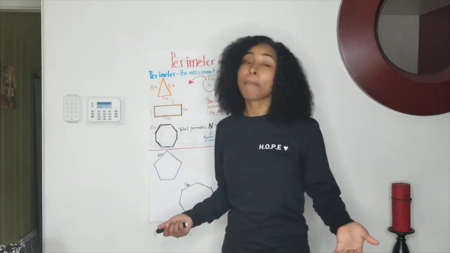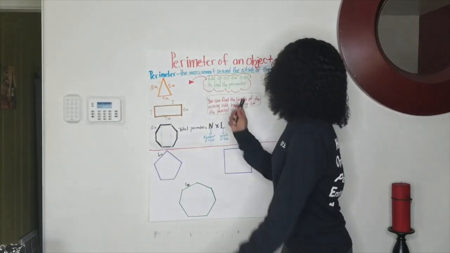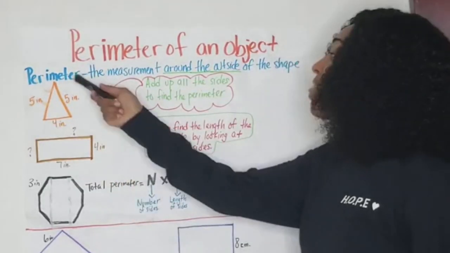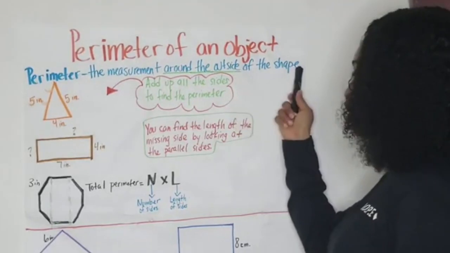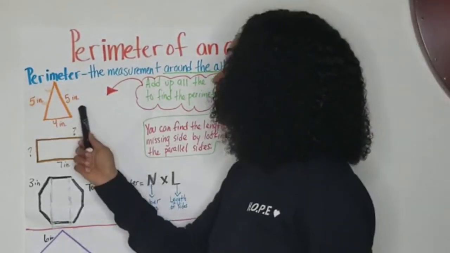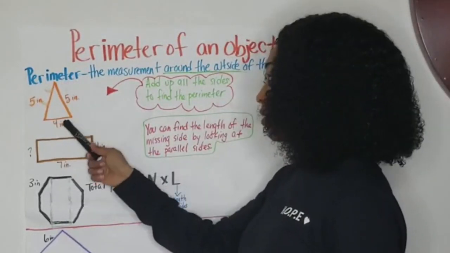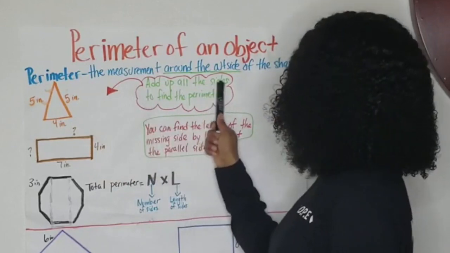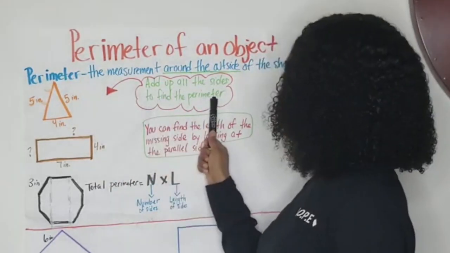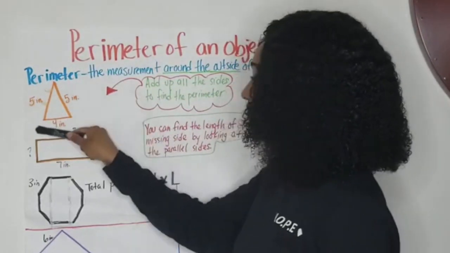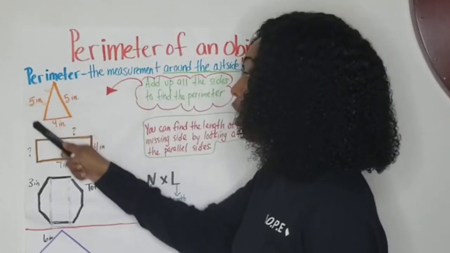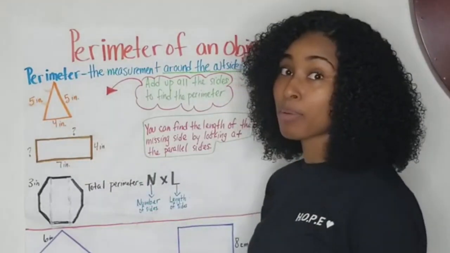Today, we are learning about perimeter. You already know what the perimeter is, but let me remind you: the perimeter is the measurement around the outside of the shape. For example, I'm looking at this triangle. It tells me to add up all the sides to find the perimeter, because remember, it's the measurement around the outside of the shape. So I need to add all of my sides together.